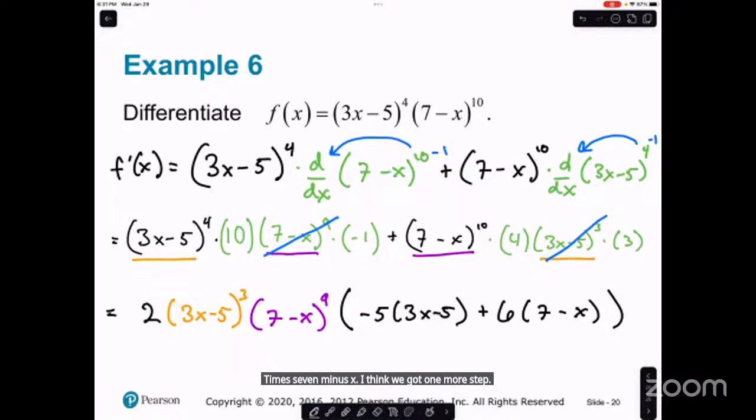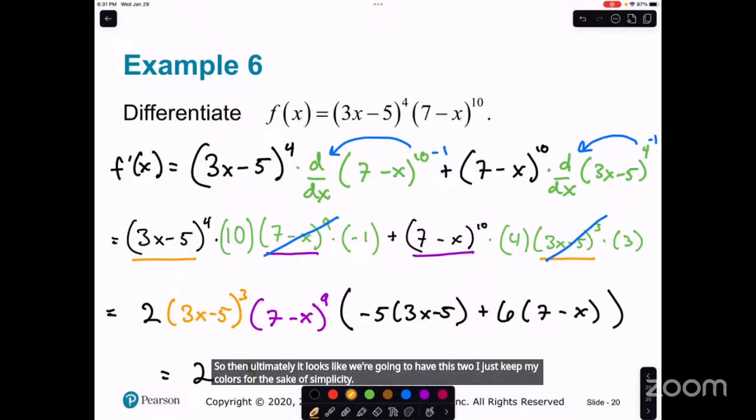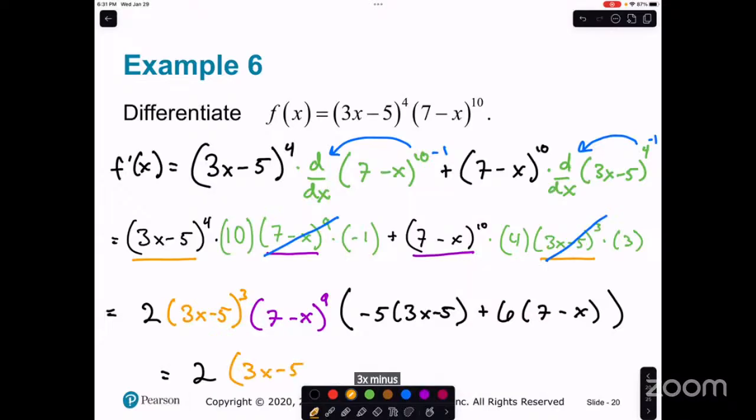Okay. So then ultimately, it looks like we're going to have this 2. I'll just keep my colors for the sake of simplicity. 3x minus 5 cubed. 7 minus x to the power of 9.